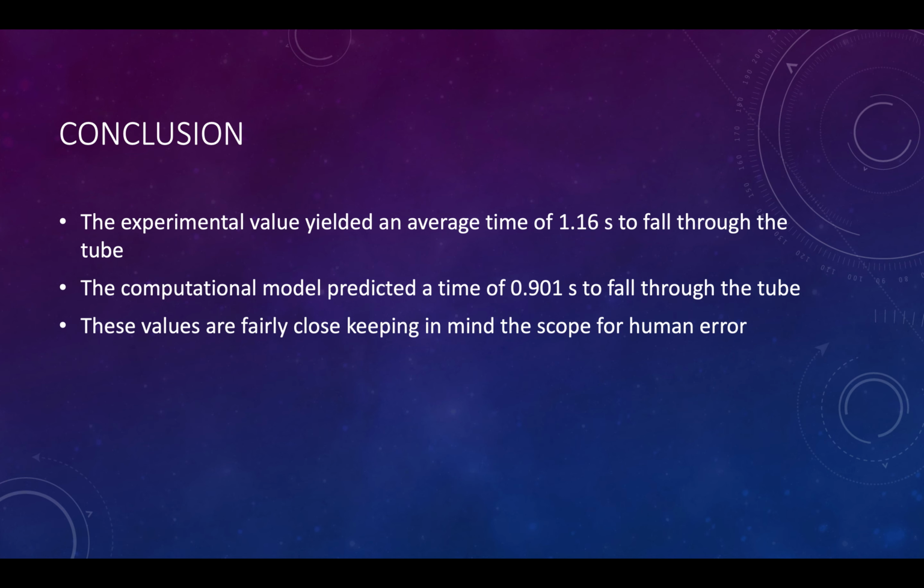To conclude, the experimental value yielded an average time of 1.16 seconds to fall through the tube, and the computational model predicted a time of 0.901 seconds to fall through the tube. These values are fairly close, keeping in mind the scope of human error involved in this experiment.